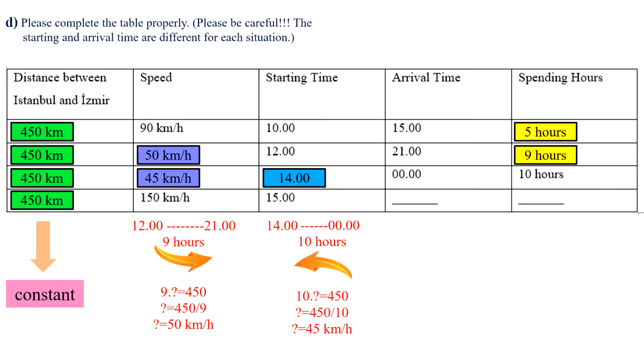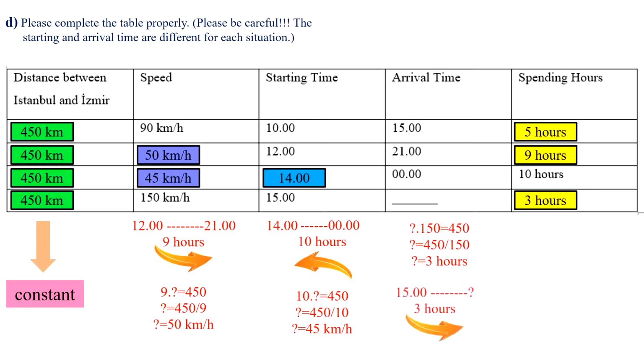In this case, we know the speed and starting time, but we don't know the time spent for this travel. When we multiply the time and speed, we get the distance. So, if we multiply the unknown time and 150, we will get 450 again, since the distance is the same for each situation. If we divide the distance by speed, we will get 3 hours. If Esra arrived 3 hours later than 3 p.m., she will arrive at 6 p.m. We have completed the table correctly. Congratulations!